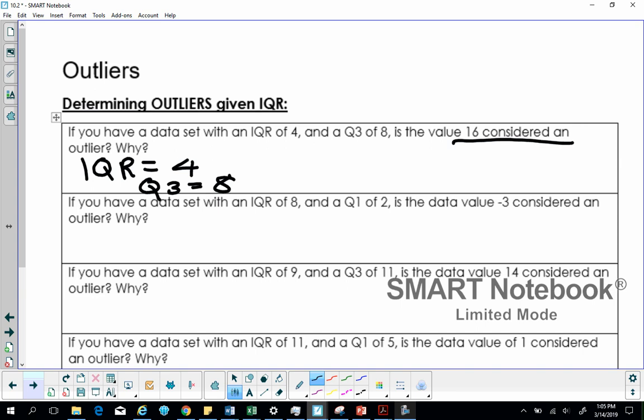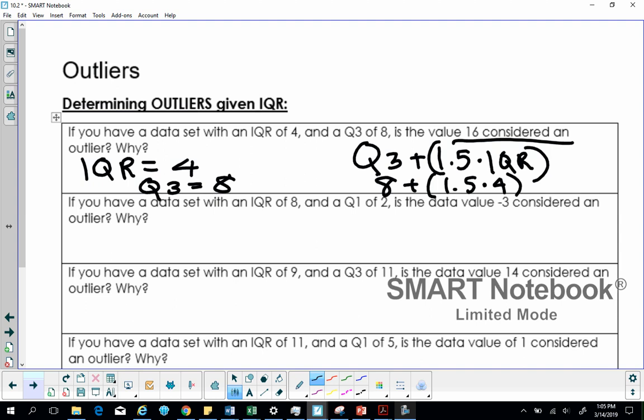So 16 is bigger than all that. So I would use the big outlier formula, right? 1.5 times IQR. What did they say the quartile 3 was? 8. And what's your IQR? 4. And what number do you end up getting? What is it? 16? I think it ends up being 14. When you put that in, 8 plus, make sure you put the parentheses. Did anyone else get 14? Okay. So you end up getting 14 when you put that right into your calculator. Is 16 bigger than 14? Yep, so it would be an outlier.